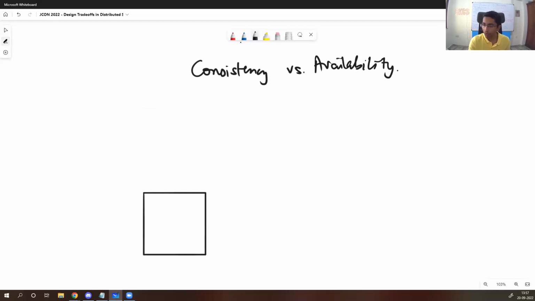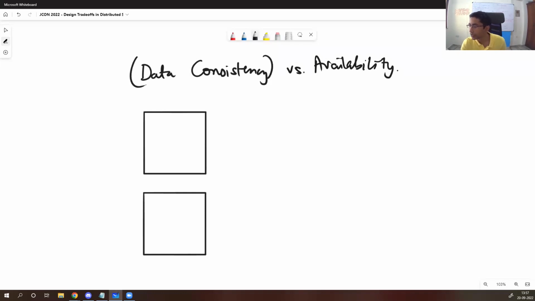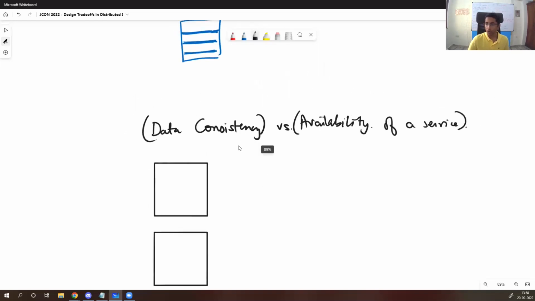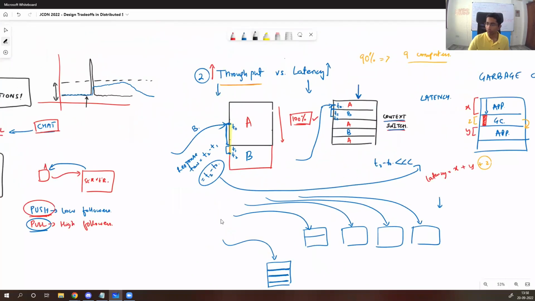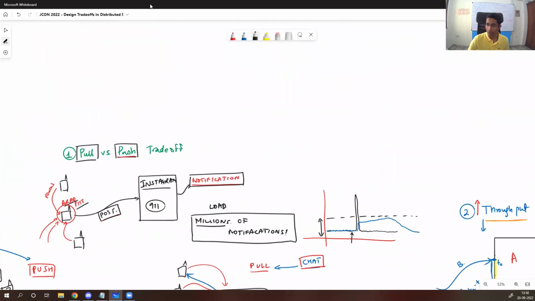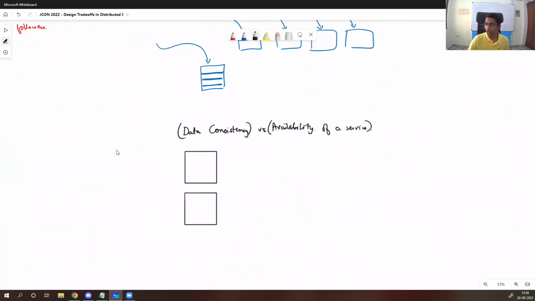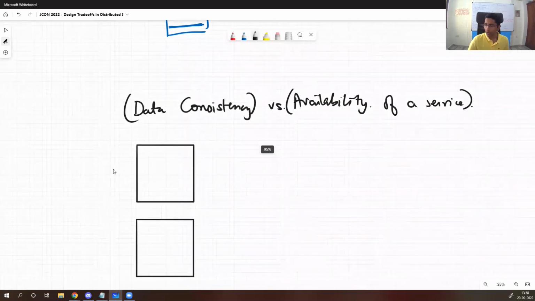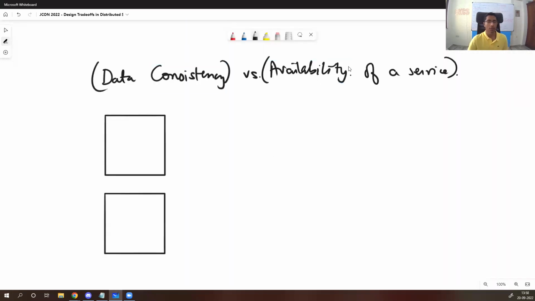Firstly, can someone on the chat tell me what is consistency versus availability? If you have read the CAP theorem, you don't need to necessarily, this is a trade-off where data consistency, I'm talking about data consistency versus availability of a service. This is what I'm talking about. I'll wait for 2 minutes. If you have any doubts with any of the things earlier, like throughput versus latency or pull versus push, you can post them now on the chat. And you can also post your thoughts on what is this going to be about, data consistency versus availability of a service.